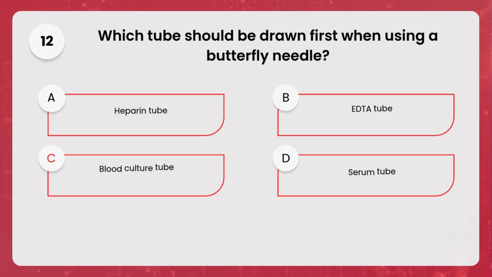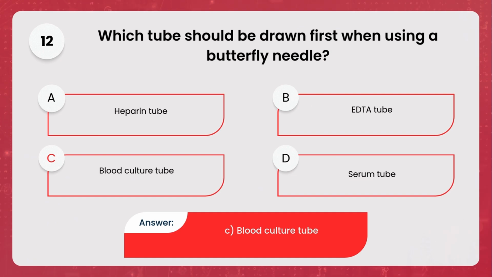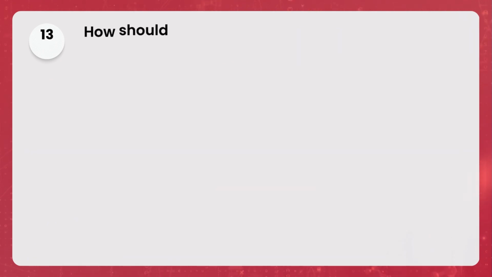Number 12. Which tube should be drawn first when using a butterfly needle? A. Heparin tube, B. EDTA tube, C. Blood culture tube, or D. Serum tube? The answer is C. Blood culture tube.